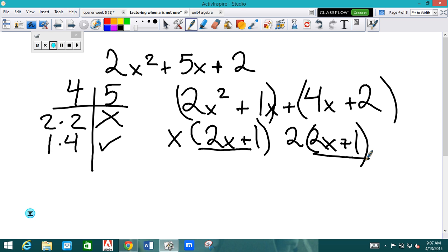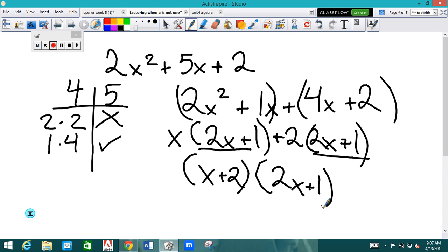So now I'm going to pull this x and this 2 out to be a factor. And then I still have what was in the parentheses as my original factor. So your answer to factoring 2x squared plus 5x plus 2 is x plus 2 times 2x plus 1. And then you're done. That's it.